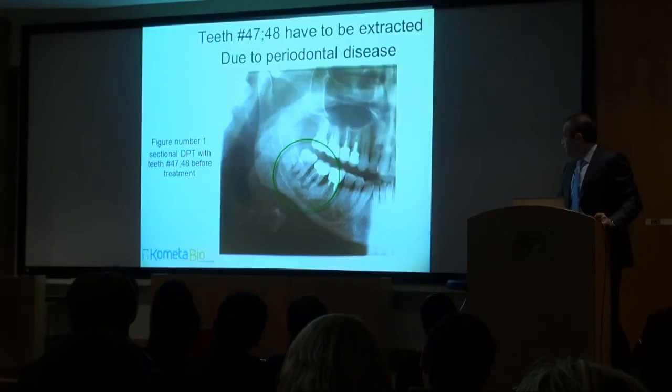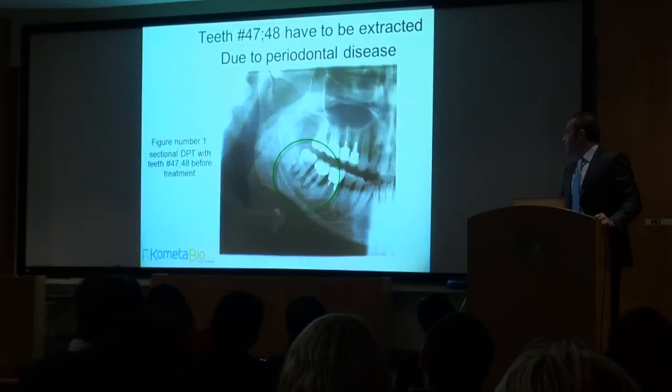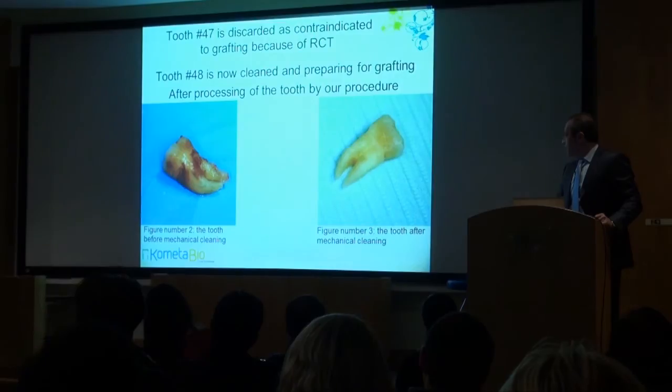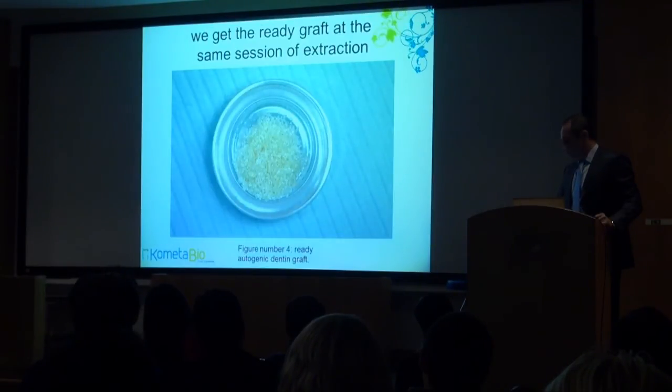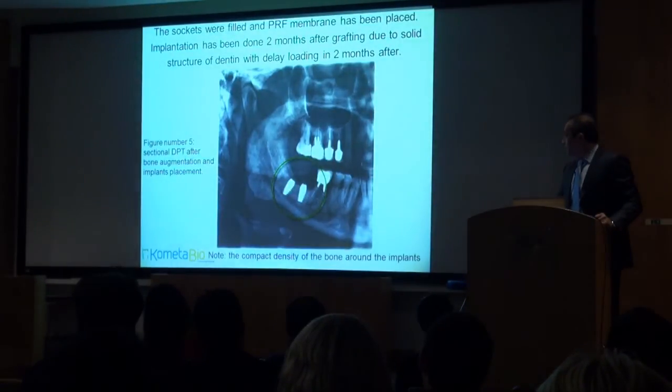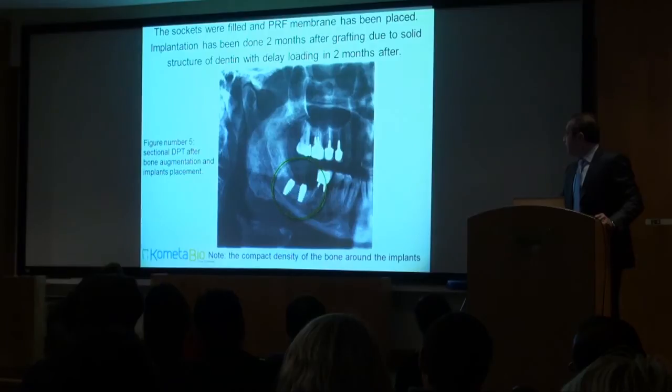Here we can see the lower right 7th and 8th. By the way, the one contraindication for using extracted teeth is root canal treated teeth. So in this case, I used the 8th. You can see the extracted tooth before mechanical cleaning, after mechanical cleaning, the ready graft before, and here the sockets were filled, and I'm using PRF membrane.